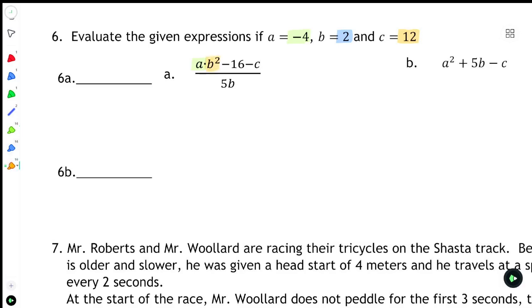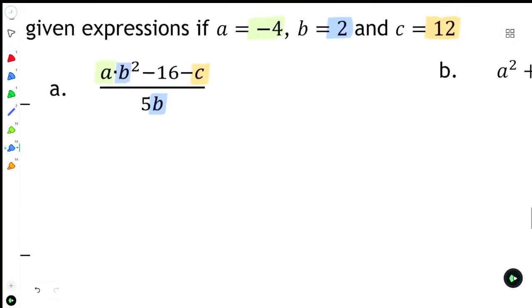So a times b squared, and then I'm going to subtract 16, and then I'm going to subtract, I still don't have my color coding right. A, I've marked green, B is blue, and then C minus this 12. And then I'm going to be dividing by 5 times what B is. I don't know if that was worth it at all. Let me just move on and do some substitution here.